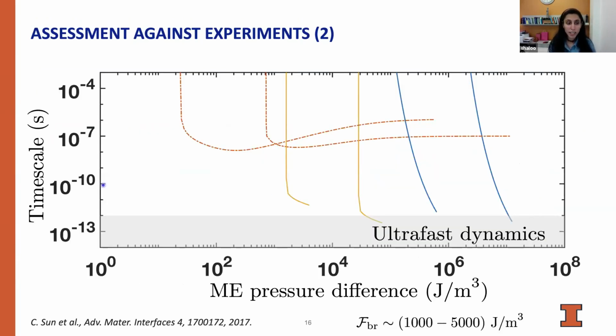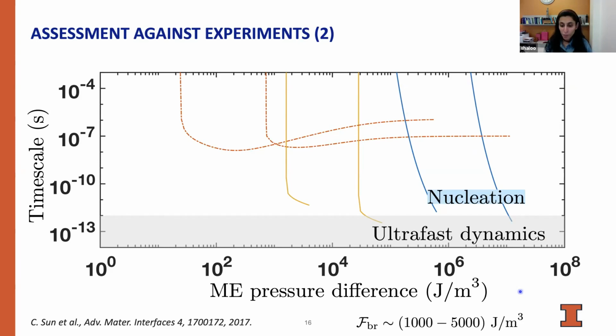So what we are looking at over here is, on the vertical axis, the time scale of reversal, and on the horizontal axis, the magnetoelectric pressure. There are a number of traces over here, so I'll walk you through each one of these. The first one, the blue one, is nucleation. What I'm seeing is that nucleation can be a fast process, but it is only activated at a very, very high magnetoelectric pressure difference if the sample was completely pure.